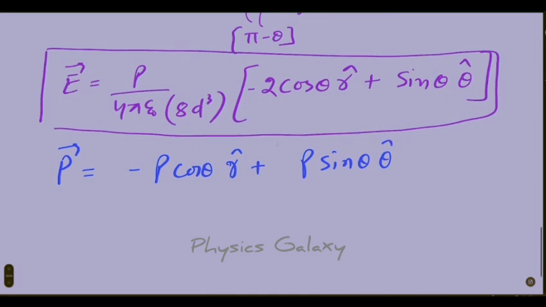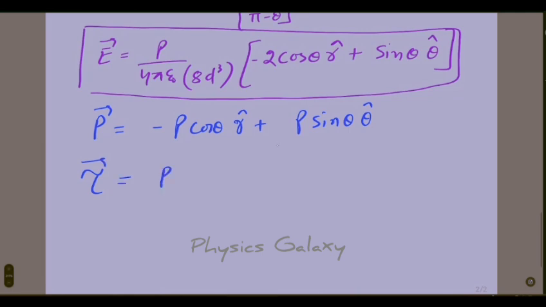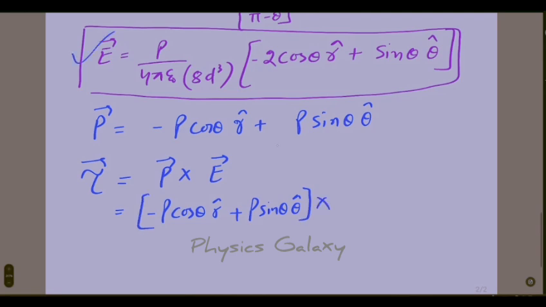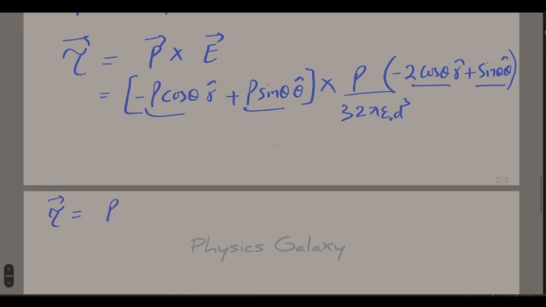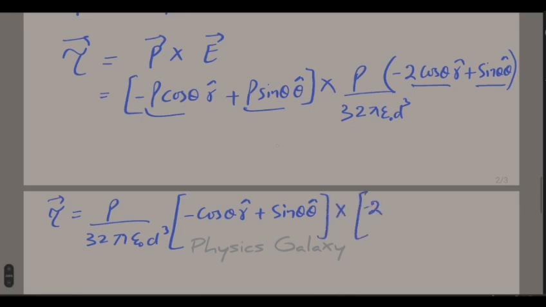Now I just have to do the cross product. Torque equals P cross E. So P is minus P cos theta r cap plus P sin theta theta cap, crossed with the electric field. Let me take some constants out. Torque will be equal to, taking P common, P divided by 32 pi epsilon naught d cube, times minus cos theta r cap plus sin theta theta cap, cross minus 2 cos theta r cap plus sin theta theta cap.